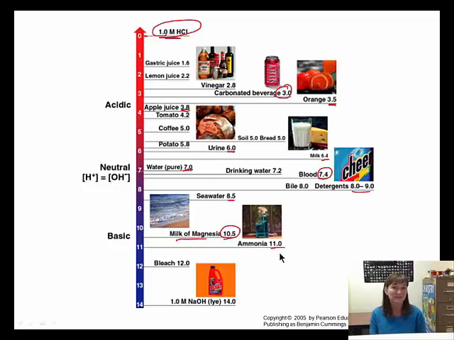Ammonia, we've already talked about, is a base. Bleach is a strong base. Yes, 1 molar sodium hydroxide has a pH of 14. So Drano is mainly sodium hydroxide, so that's a very strong base.